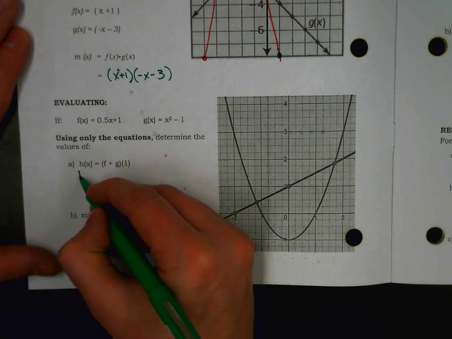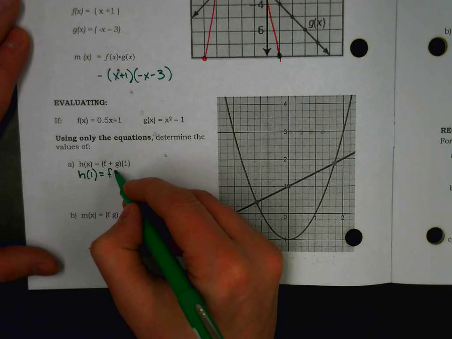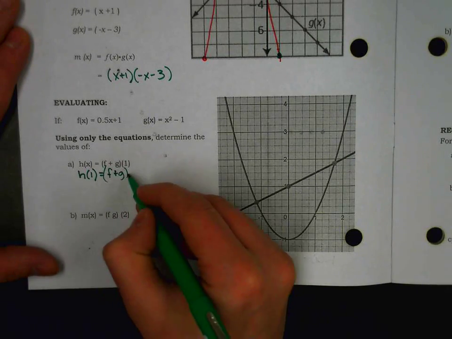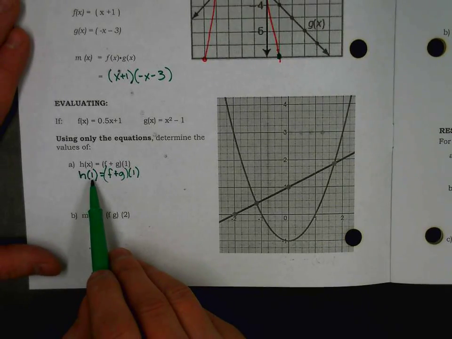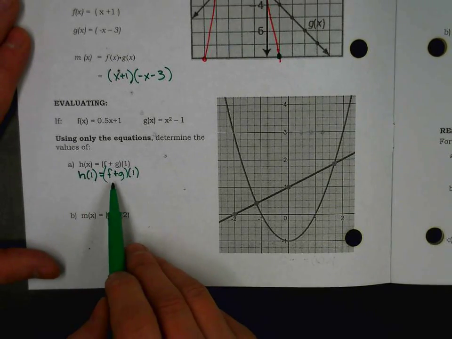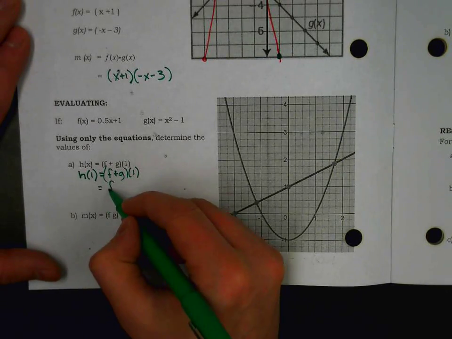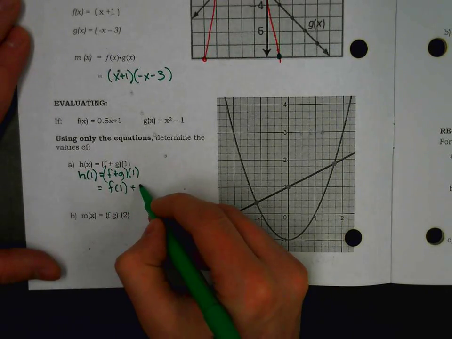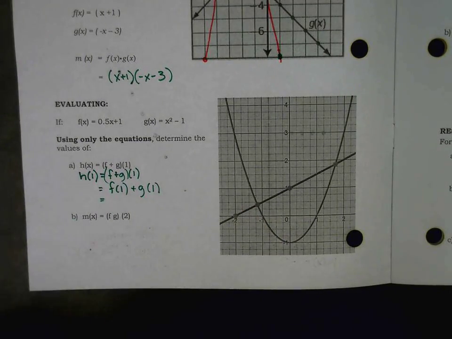I could also have asked for h of 1 equals f plus g of 1, which imply the same thing. We're plugging 1 into the function h. F plus g is the function h that we're plugging 1 into. So we are examining f of 1 plus g of 1, which is going to give us two outputs when we plug in 1.